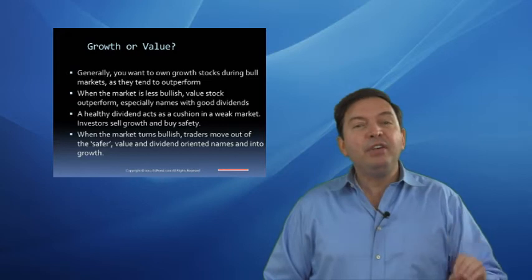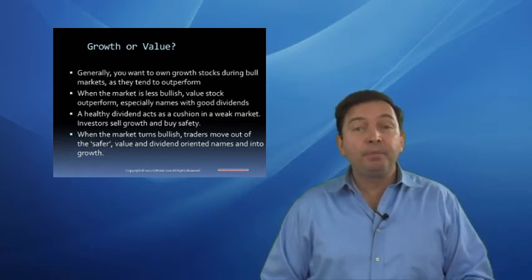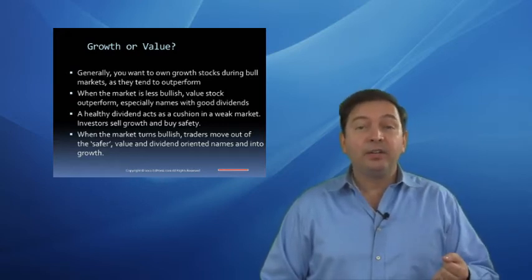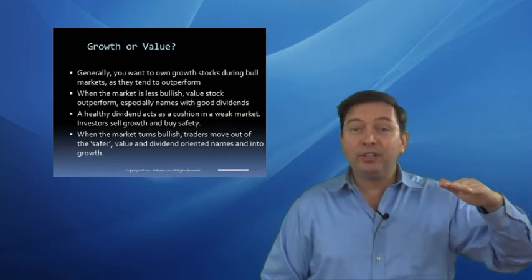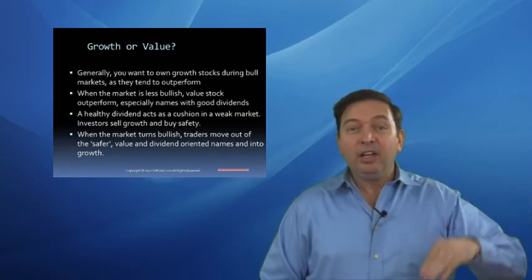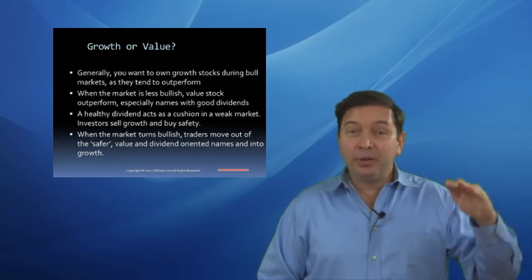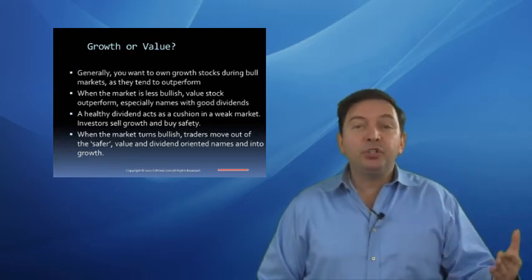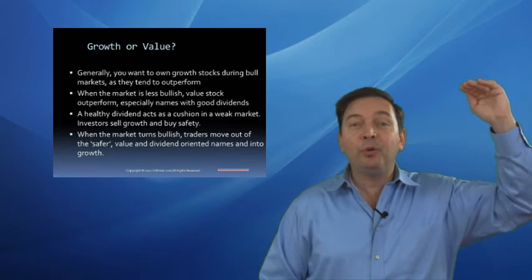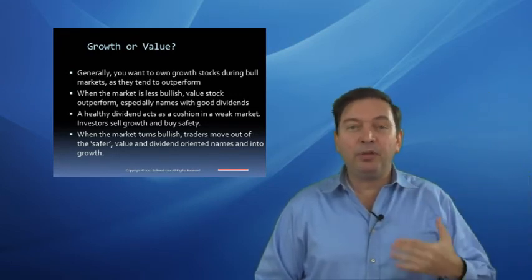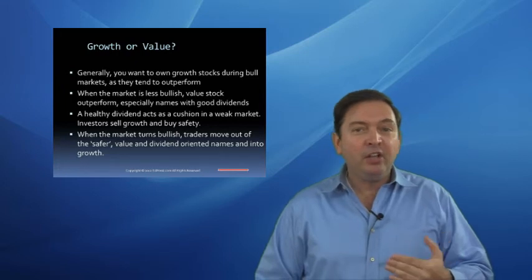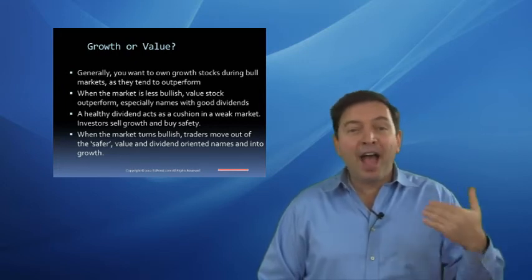Okay, a healthy dividend acts as a cushion in a bad market. So those stocks, as they go down, the dividend yield is actually rising because the price is going down. The dividend stays the same, but the yield actually goes up and it becomes attractive. And this acts like a parachute on the way down. They don't fall as fast. And they're much more stable. They're better to own in a bad market. So you would prefer to have those value stocks.